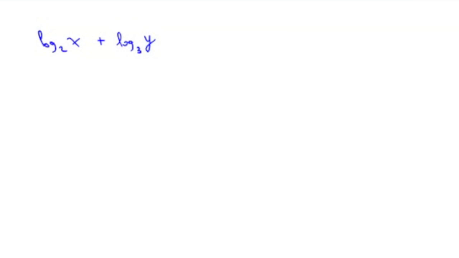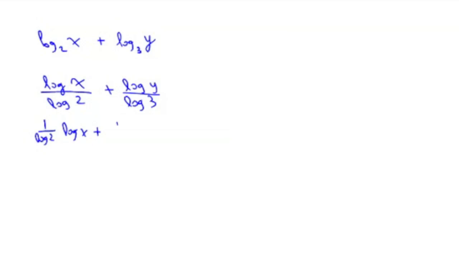If we use a change of base formula, what does the first one become? Log of x over log of 2, plus log of y over log of 3. Now, log of 2 and log of 3 are just numbers. You could type them in your calculator and get some ugly decimal answers. So this is the same thing as 1 over log of 2 times log of x, plus 1 over log of 3 times log of y.